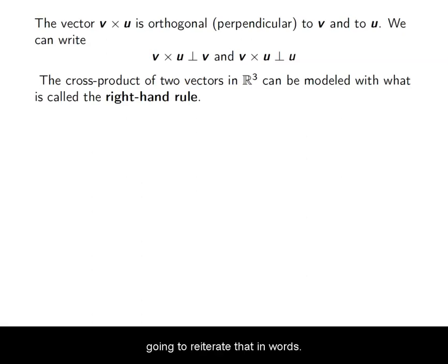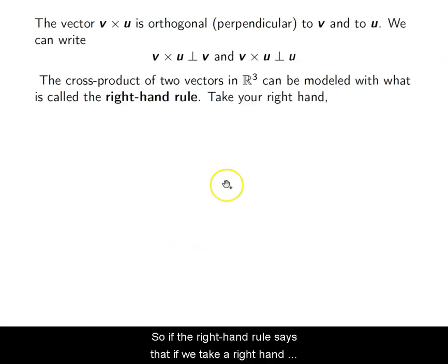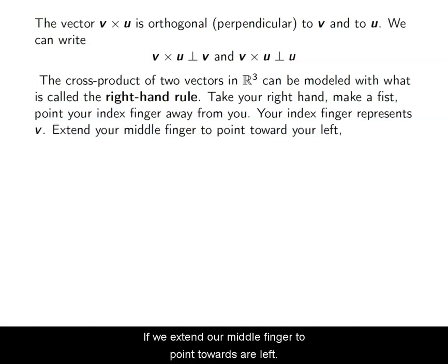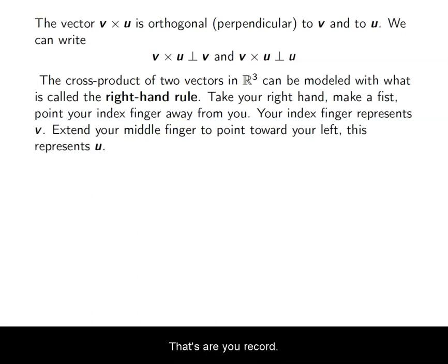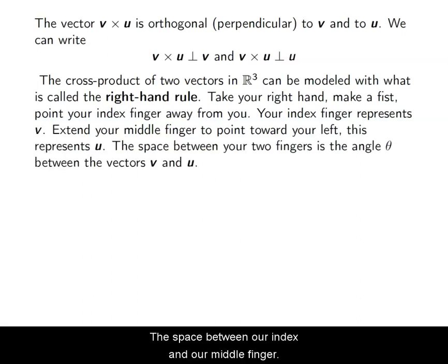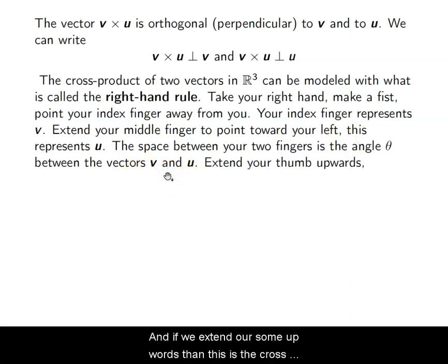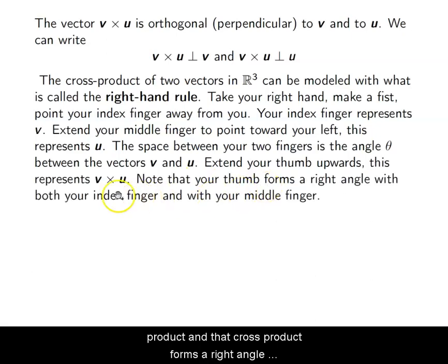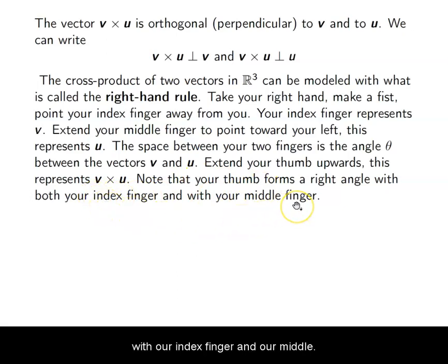Okay, so let's reiterate that in words. The right-hand rule says that if we take our right hand, make a fist, and point our index finger away, our index finger is the v vector. If we extend our middle finger to point towards our left, that's our u vector. The space between our index and our middle finger is the angle theta created between our two vectors. Then if we extend our thumb upwards, this is the cross product, and it forms a right angle with our index finger and our middle finger.